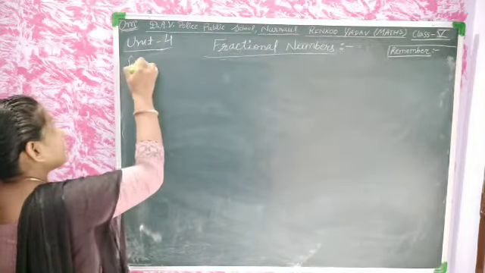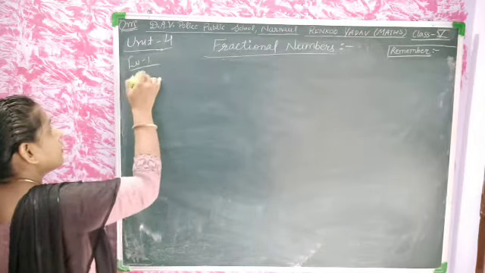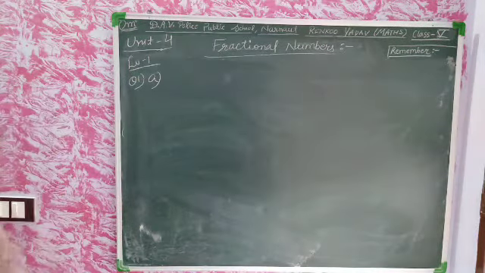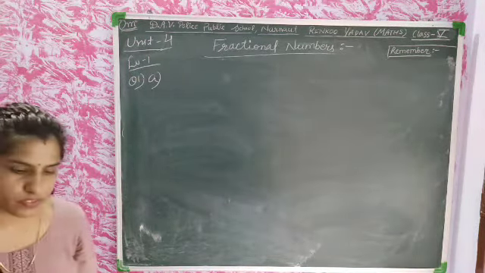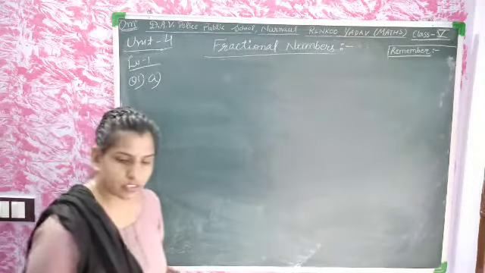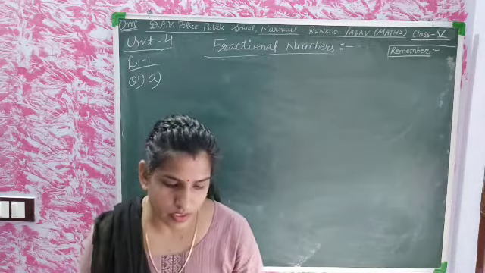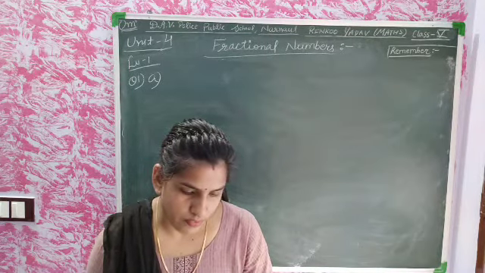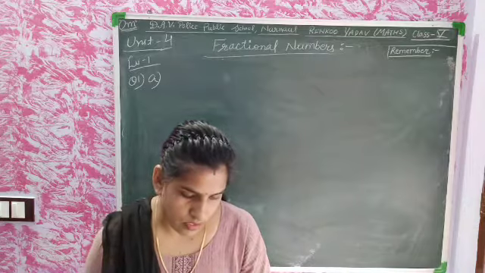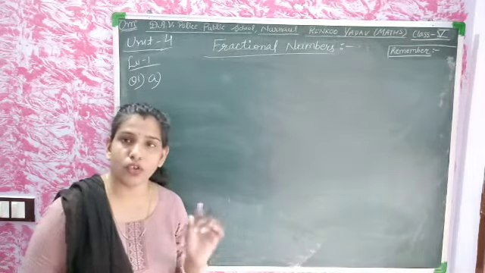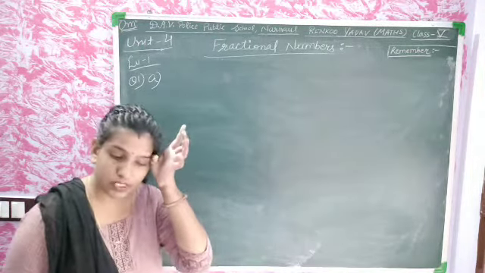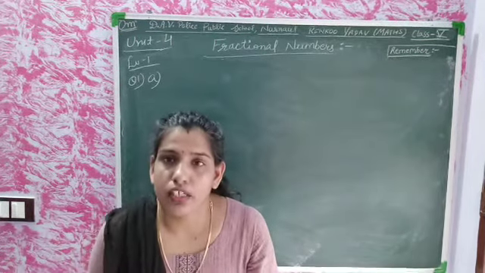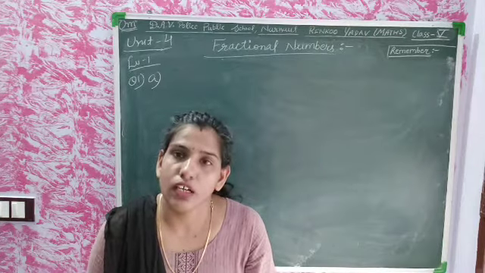There is the worksheet 1. In the worksheet 1, question 1, part A. Encircle the fraction in the lowest term. The first one is done for you. Okay. Now, students, we have to only encircle. In the first question, we have to encircle the fractional number which is in the lowest form.